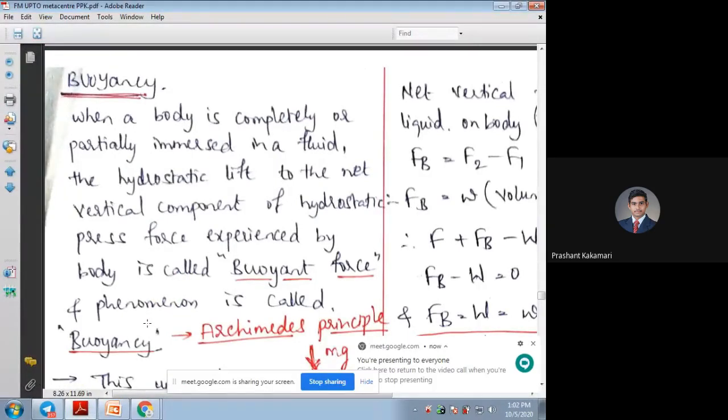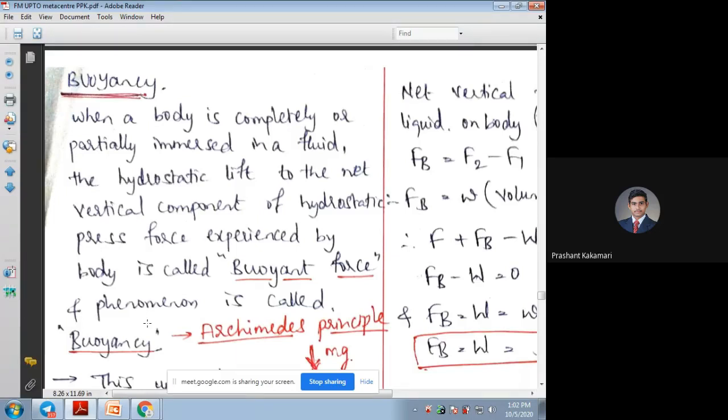Coming to the next topic, that is buoyancy. This topic is very interesting in the fluid statics syllabus. All of you know the Archimedes principle: whenever a body is floating, submerged, or just tries to immerse in the liquid, it will experience some resistance force or some lifting force.